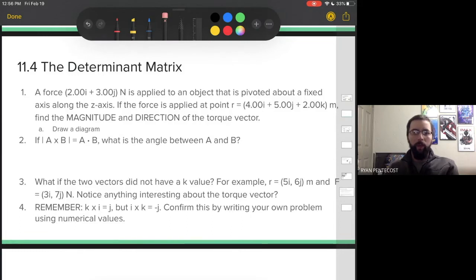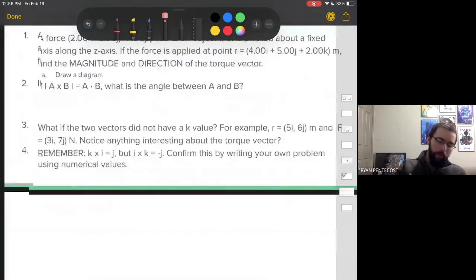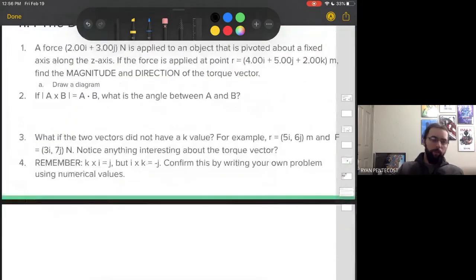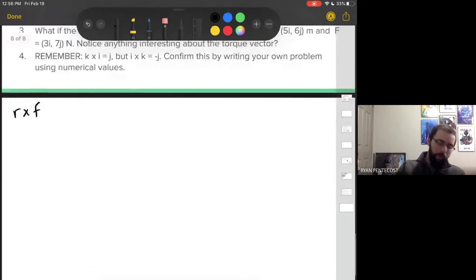If the force is applied at point 4i plus 5j plus 2k meters, find the magnitude and direction of the torque vector. Draw the diagram. So, what we'll do here to draw this diagram, I'm actually going to do this down here. We have R cross F, right? If you want to do the matrix here, this makes it a little bit easier. You have your R vector, and then you have your F vector. Our R is 4, 5, 2.